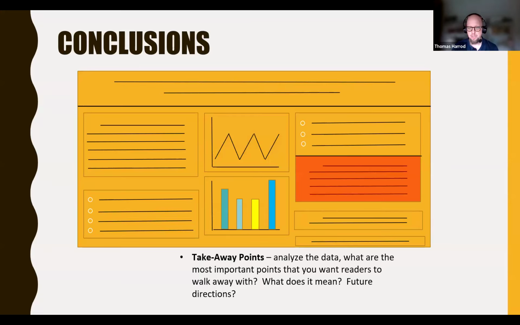The next part below that, this is where we're going to get into the analysis. This is the conclusions. So this is where I take the data that I've discussed and I say, what does it mean? Did it answer my hypothesis? What were the most important points that I want my readers to take away? What does it mean? What are the future directions as well?